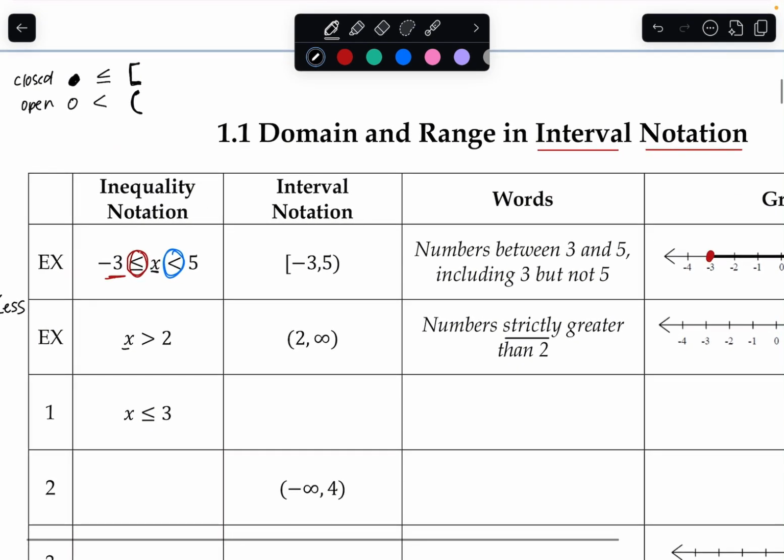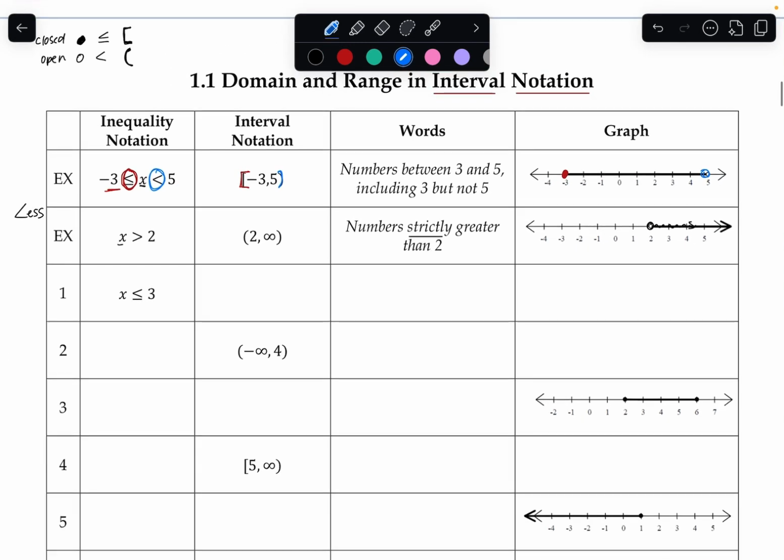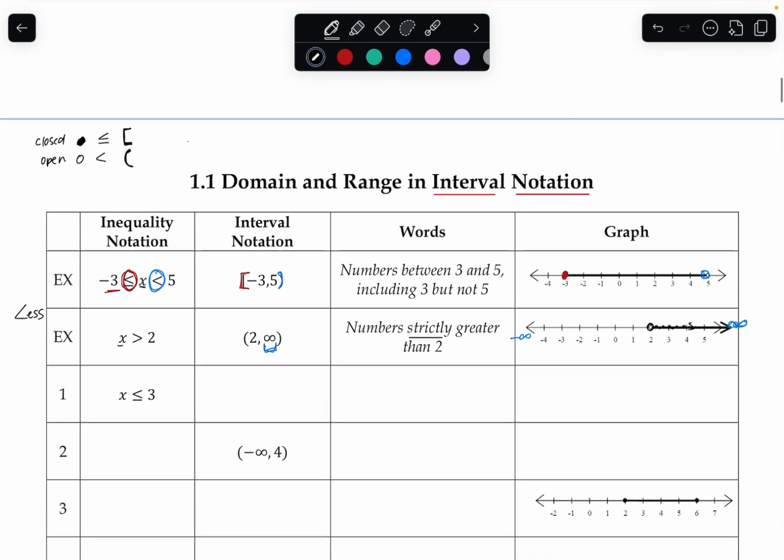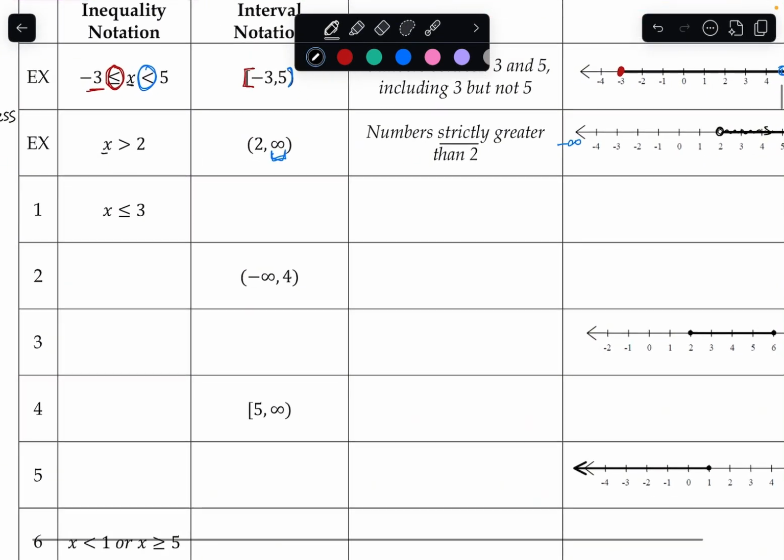Okay, and so for our first example, we had a closed inequality, so that's why there's a bracket. And then at the 5, we had an open circle, that's why there's a parenthesis. For everything strictly greater than 2, because we don't have a right endpoint, it's just going to infinity, our right endpoint will be positive infinity. Negative infinity is to the left. Okay, infinities will never have brackets. And so infinity always has parentheses. And so let's start doing some of these other examples.